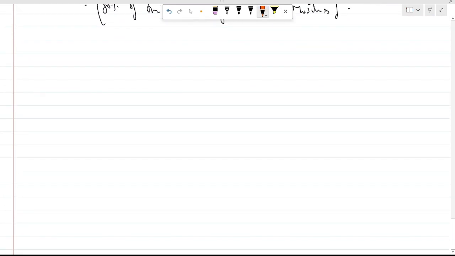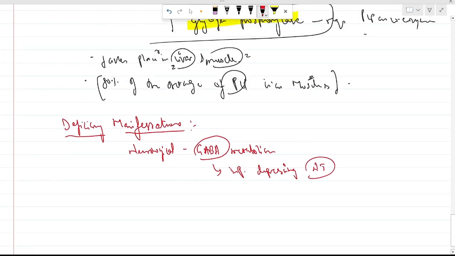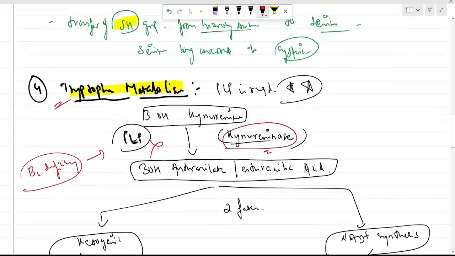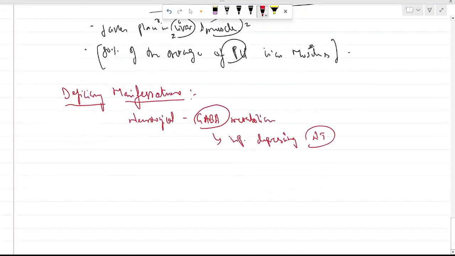Next, we are going to see its deficiency manifestations. First is the neurological manifestation. Why? Because it's involved in the GABA metabolism. You know, this GABA is an important depressing neurotransmitter. It's formed, as we have seen above in the decarboxylation, from glutamate. Glutamate on decarboxylation forms this GABA. So this GABA is an important depressing neurotransmitter.